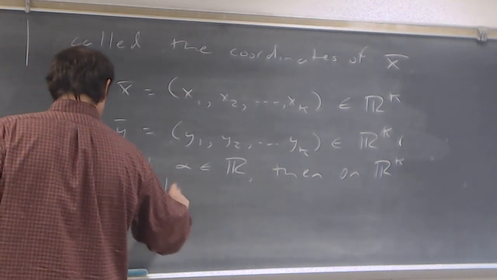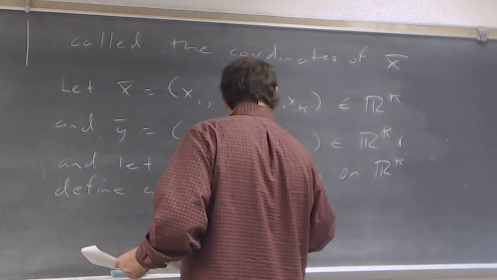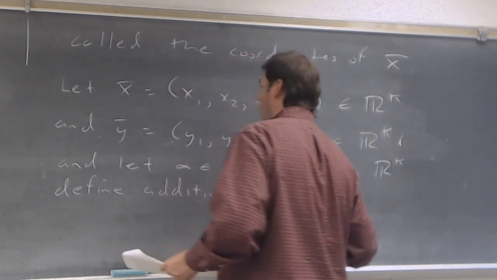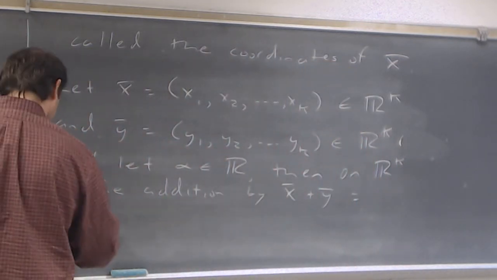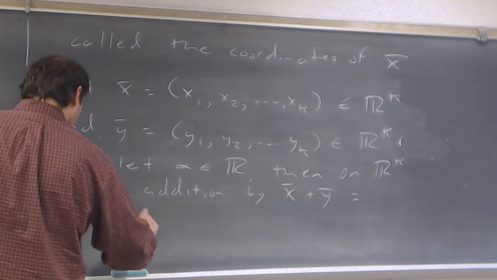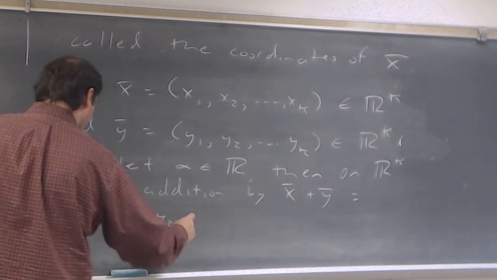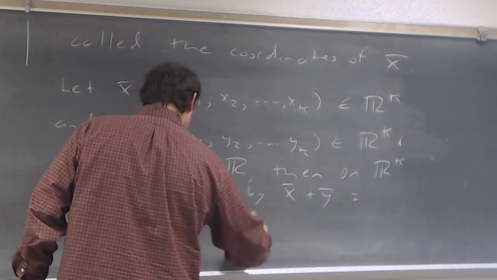addition by x bar plus y bar equal to, you add each coordinate together, so it's x1 plus y1, comma, x2 plus y2, comma, all the way up to xk plus yk.